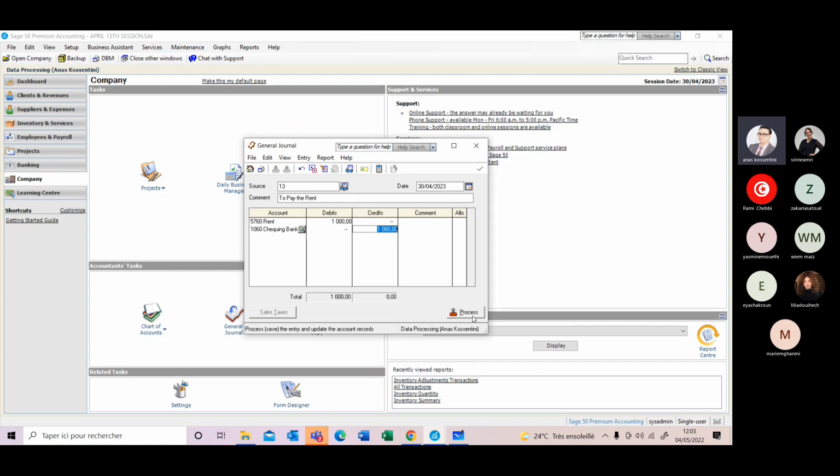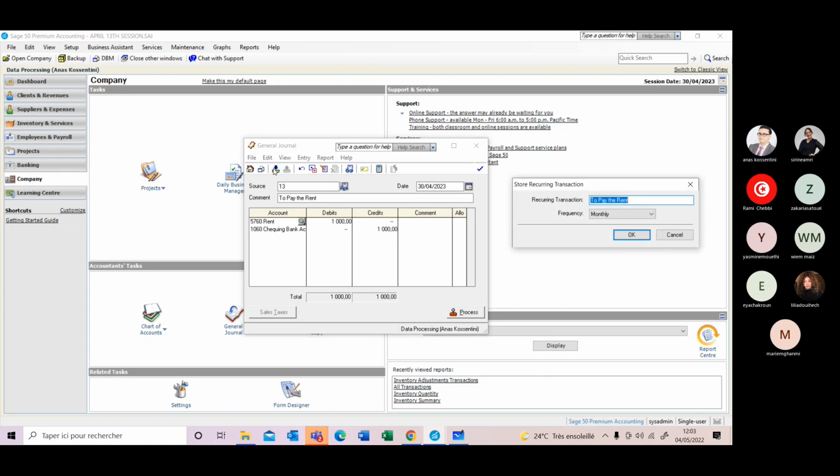And then before that, we click on process. You go to store as a recurrent transaction. And you name this recurrent transaction paying rent. And you can put it monthly. Okay.